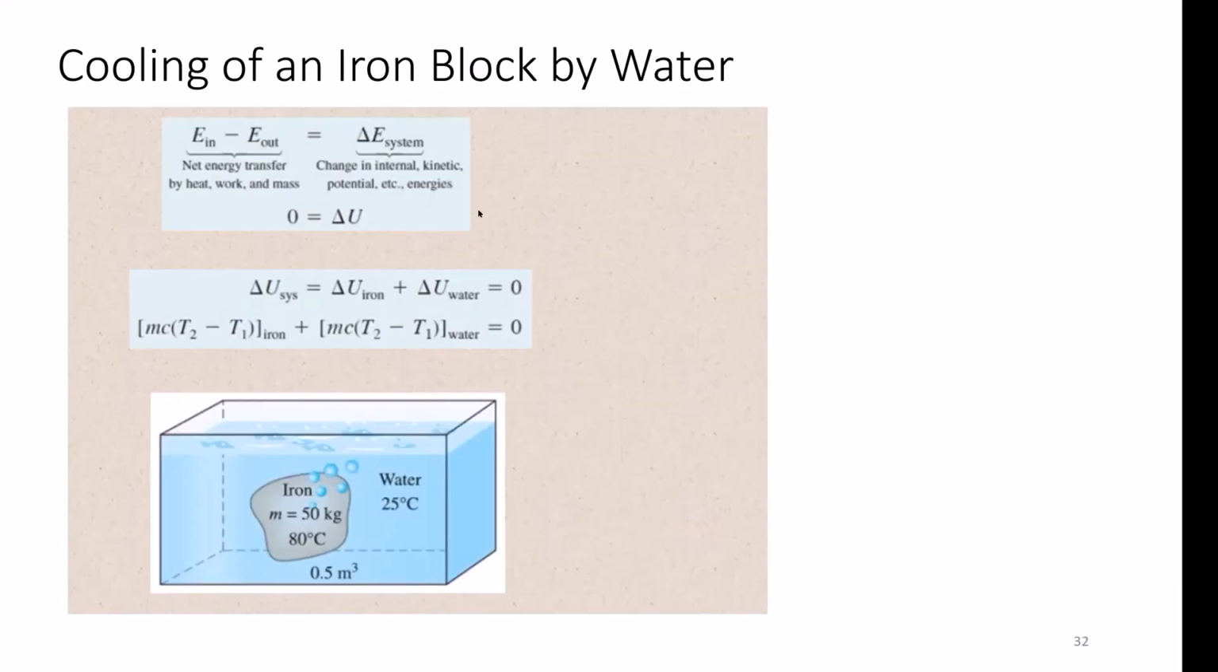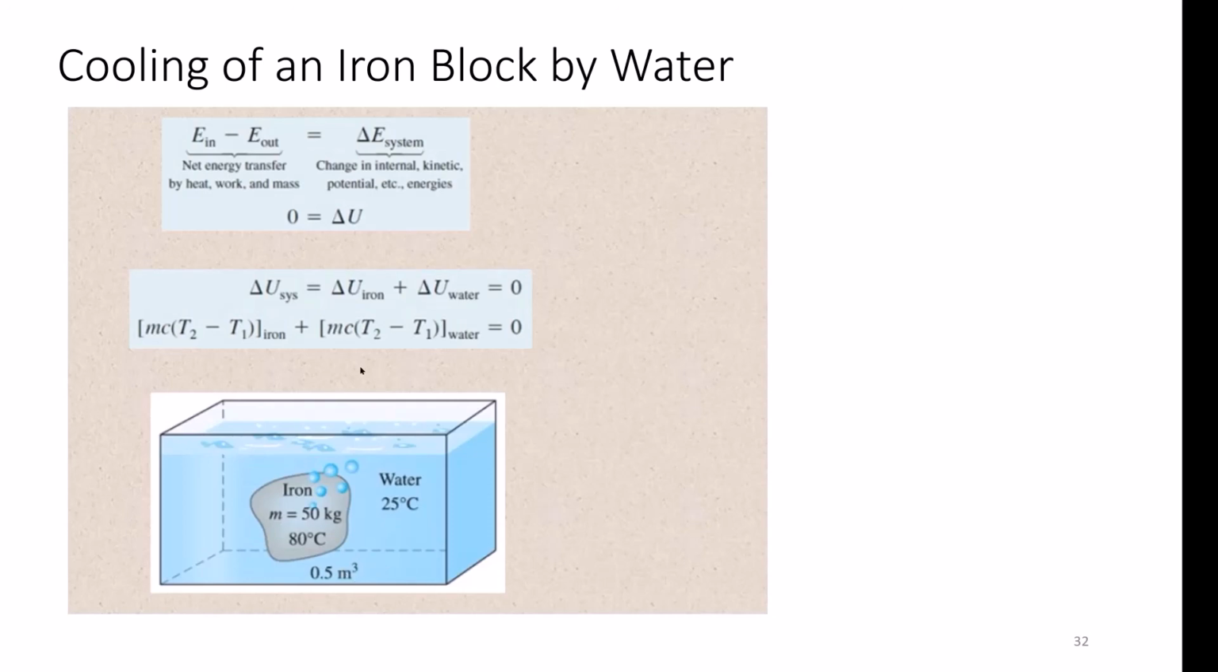Okay, so an example of cooling off an iron block by water. Same old equation, we're looking for change in internal energy: E in minus E out. Well, in this case, there's no change in internal energy. Maybe this thing is perfectly insulated. We have a certain mass of water, and we have a hunk of iron of a certain mass being dropped in. This is at a certain temperature, and this is at a certain temperature, and we could figure out what the mass is because we have the volume.